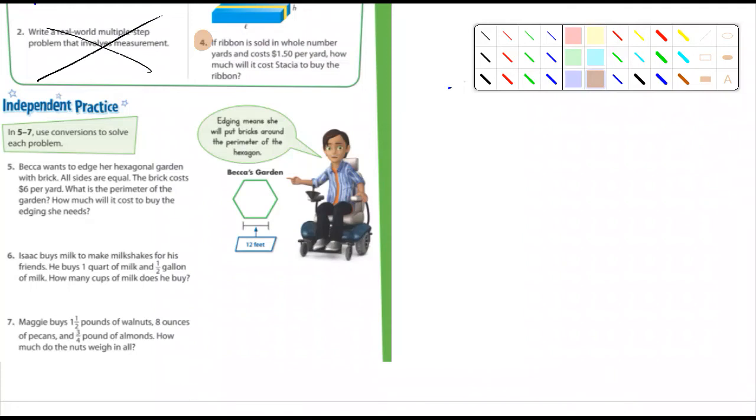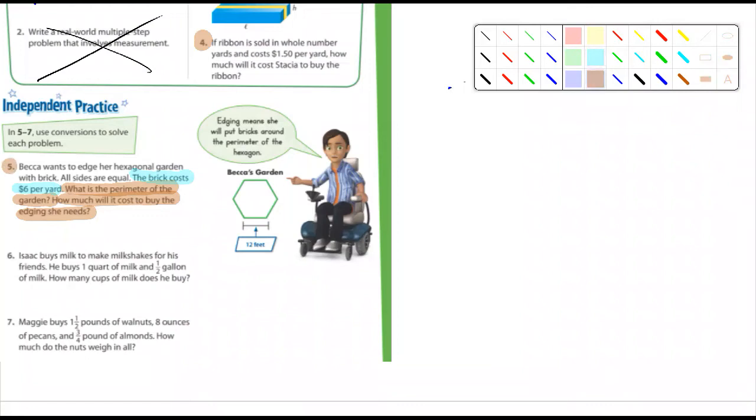What's the perimeter of the garden? That's question number 1. What's the perimeter of the garden? Question number 2, how much will it cost to buy the edging she needs? And they give you that information right here. The brick costs $6 per yard. So there's some information in there that you need to answer that. So I do want you to answer number 5.